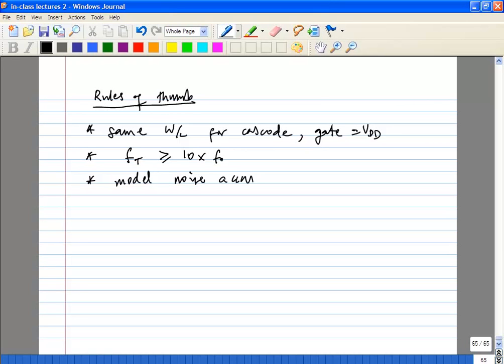And of course, model noise accurately. What I mean is gamma and delta. That is very important.